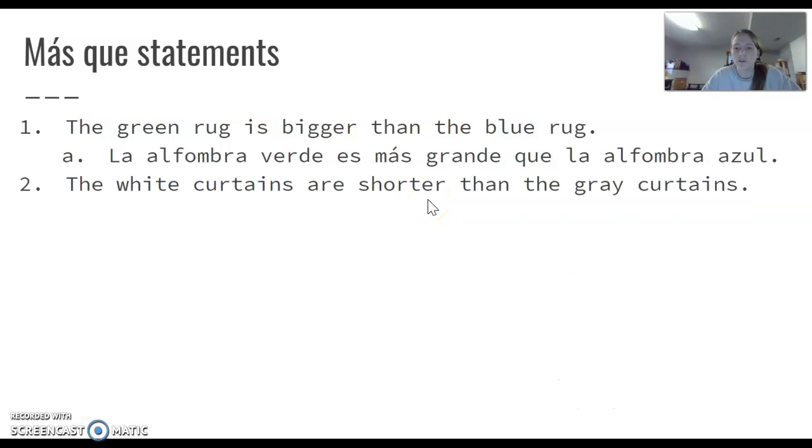Okay, your next one. The white curtains are shorter than the gray curtains. And we would use corto here because curtains are describing in length. They're not height.